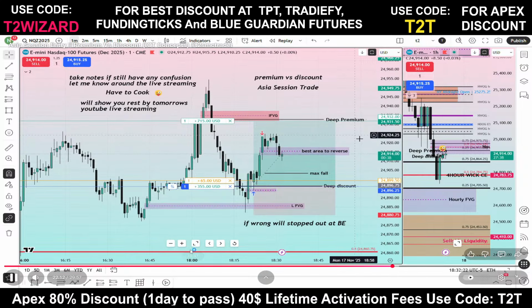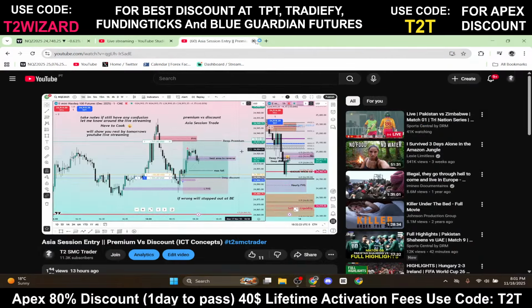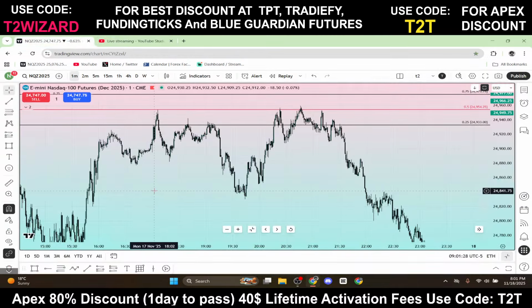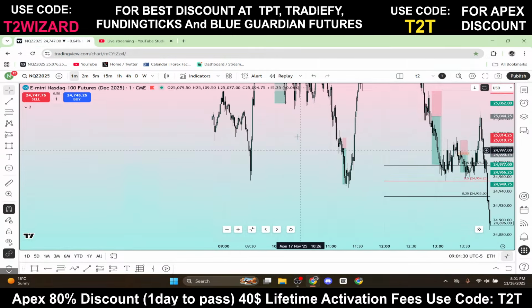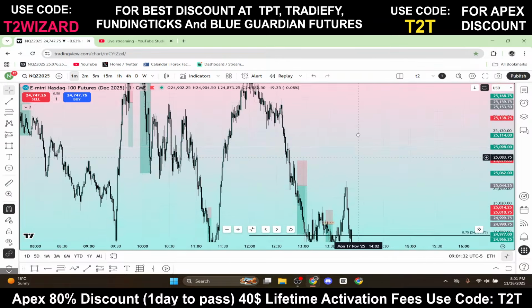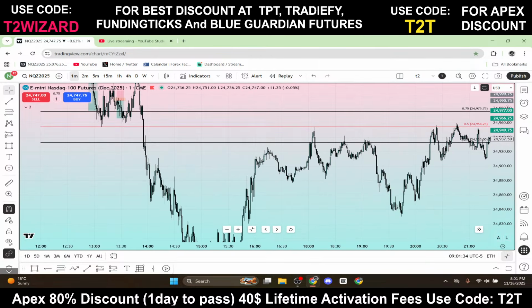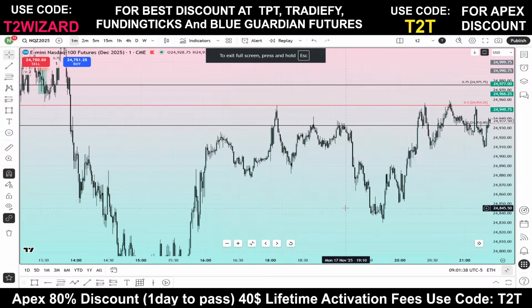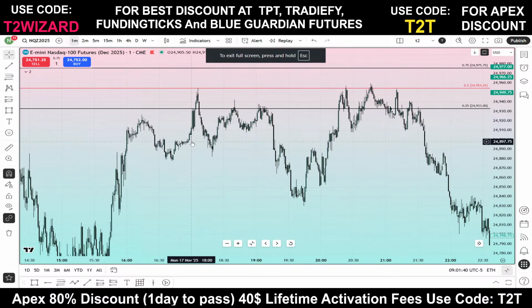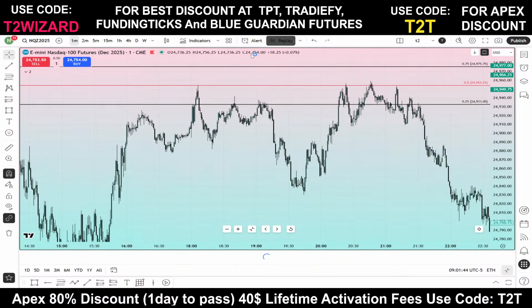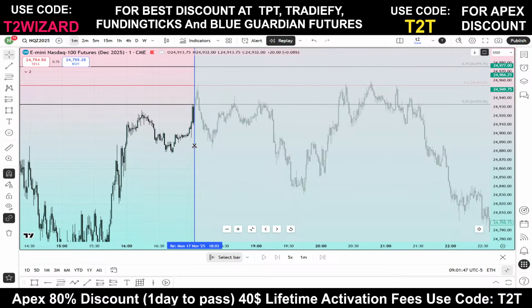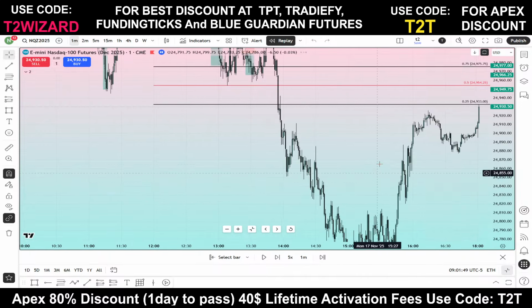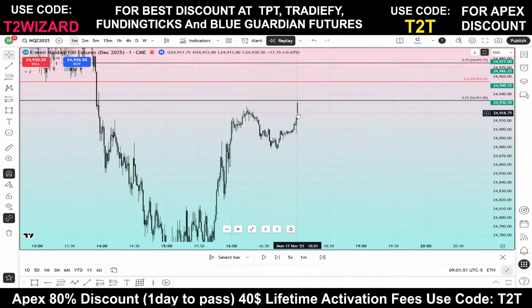Just remember it is from around 6. That is the area which is around 6. So I will come here. That is that area. I'd love to start from that area so you guys will be able to see. This is exactly 6. I would love to use the replay mode so that you guys can get everything over here. However, this is that 6.